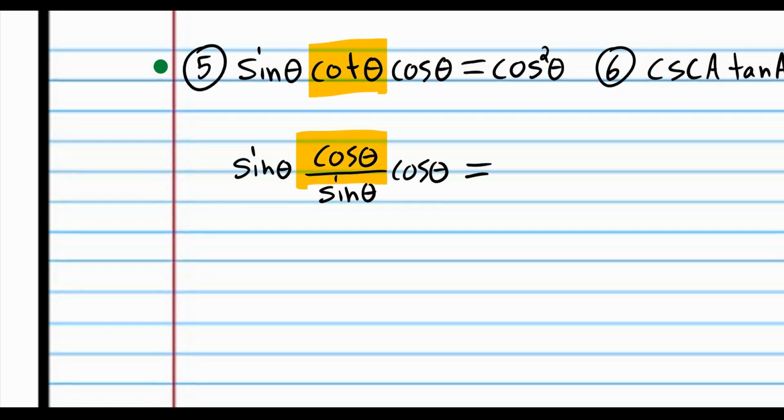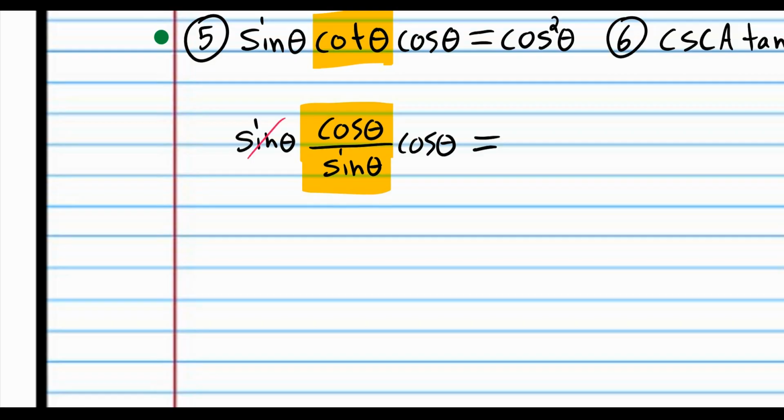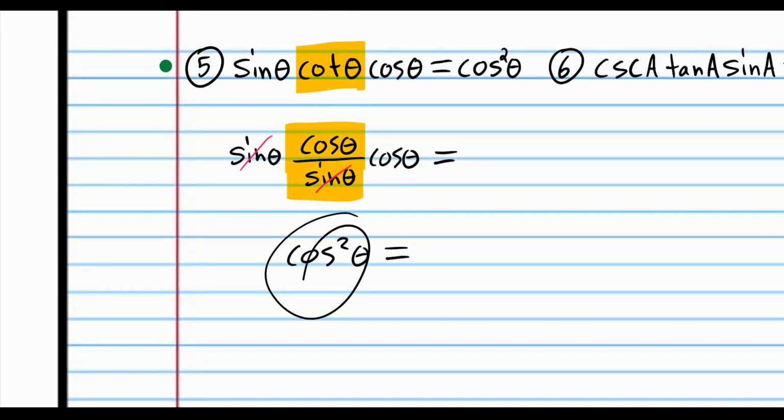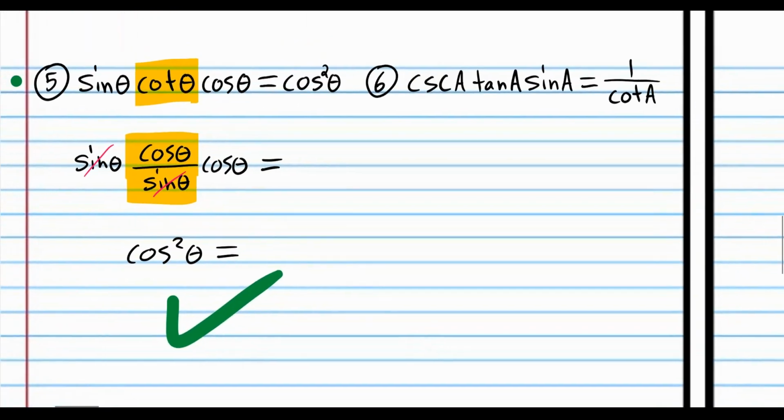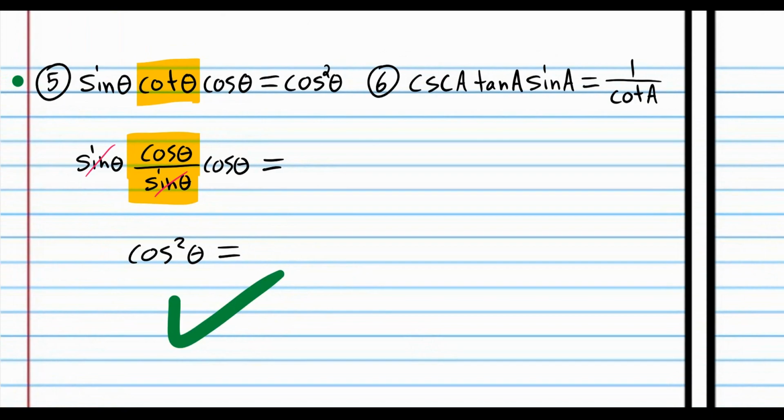So cotangent becomes cosine theta over sine theta, and as you might expect, those sine thetas cancel out, and cosine theta times cosine theta is cosine squared theta. So we proved that this side of the equation is equal to that side. So we can put a big check mark, meaning that we proved it. Okay, go ahead and try number 6, and when you come back, we'll do it together.